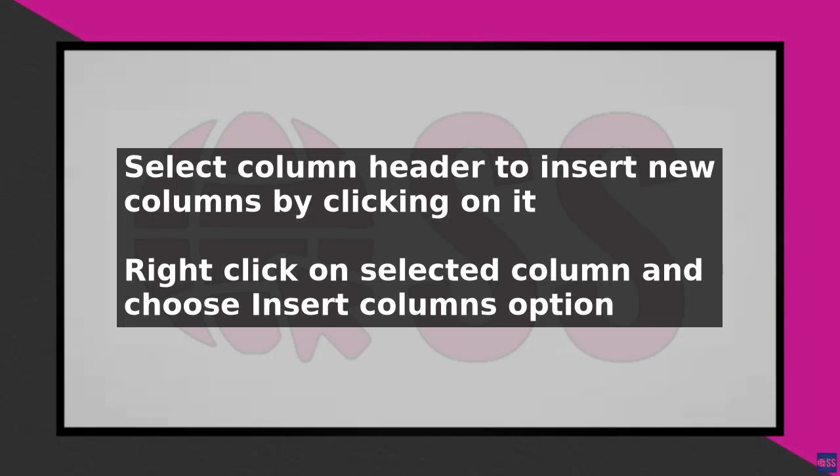To add multiple columns in Google Sheets at once, follow these simple steps. First, select the column where you want to insert new columns by clicking on the column header. Next, right-click on the selected column and choose Insert Columns.